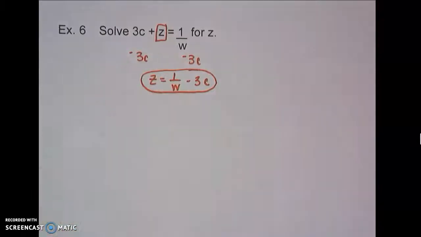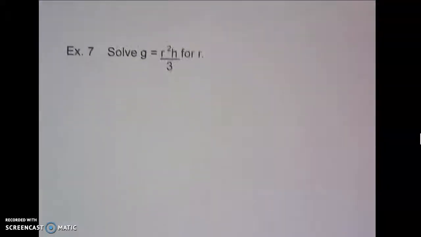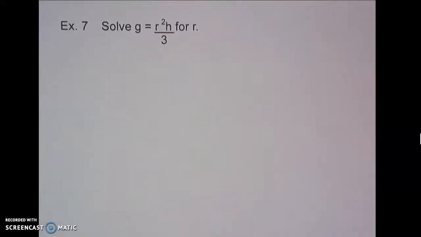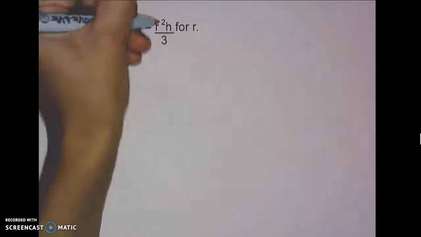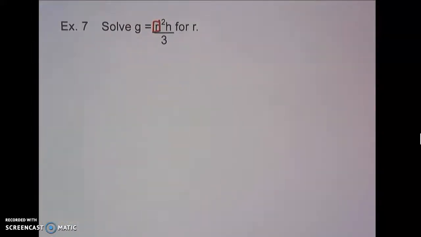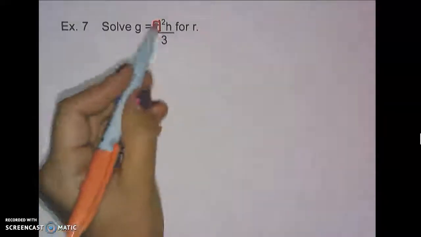And that's our answer. Again, your answers are going to look complicated, but you're still able to do the work. Just follow those inverse operations just like we did with solving equations. Here's our last one. We're going to solve g equals r squared h divided by 3 for r. We've got to get r squared by itself, but before we can do that, we've got to get r squared h by itself.